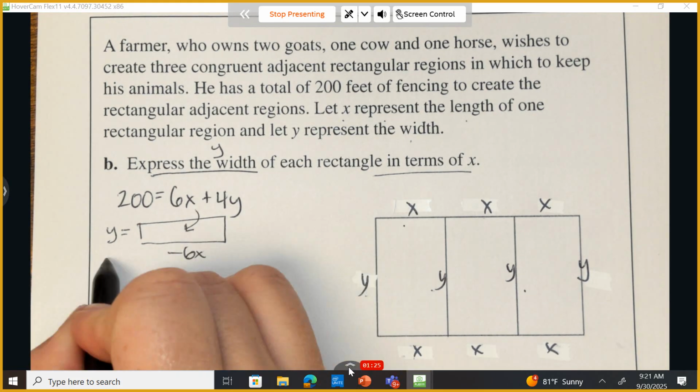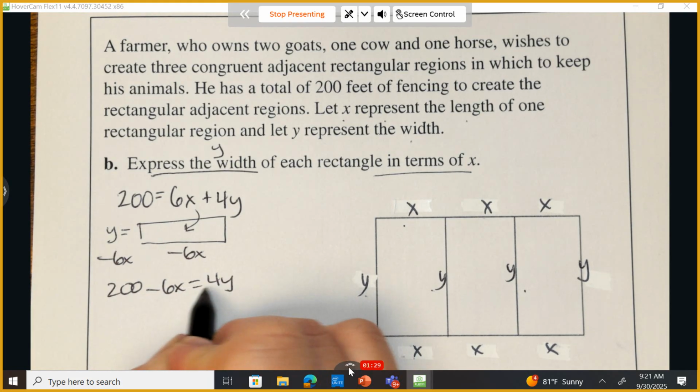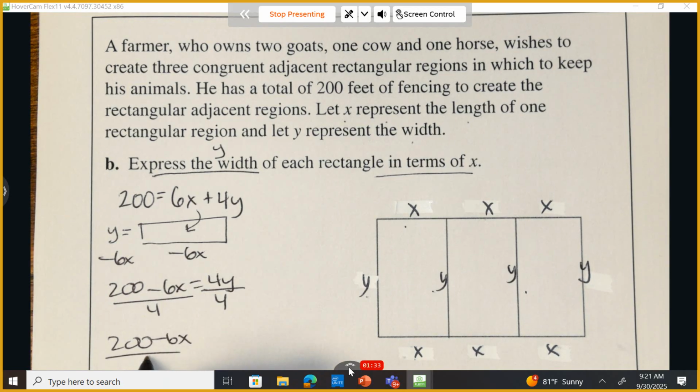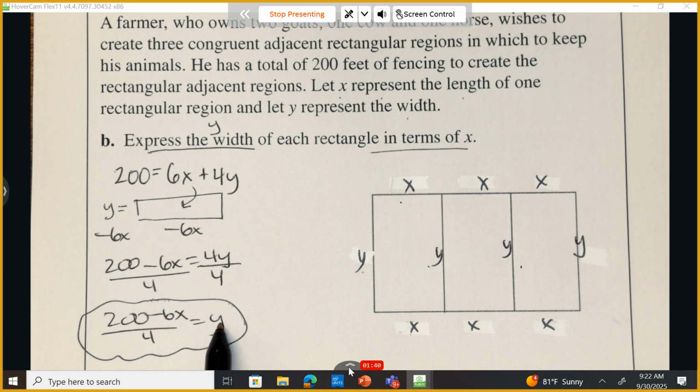I'm going to start by subtracting 6X to the other side. 200 subtract 6X equals 4Y, dividing by 4, and I am not requiring you to reduce this. I've just expressed the width of each rectangle in terms of X.